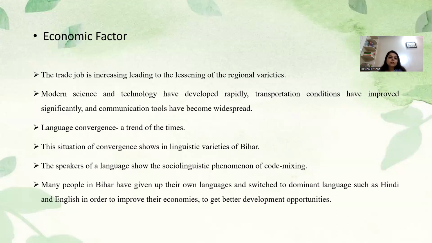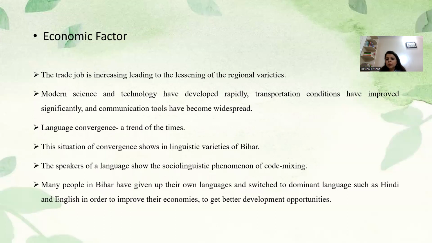After discussing the natural factors, let's come to the economic factor. Now, the trade job, okay, the trade job is increasing, leading to the lessening of the regional varieties, okay. And as we know, modern science and technology have been developing rapidly. Transportation conditions have improved significantly, and communication tools have become widespread. So all these things are happening, and language convergence, okay, has become a trend of the times. That situation of convergence is also visible in the linguistic varieties of Bihar, okay.